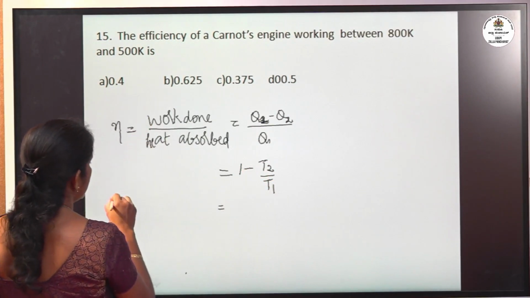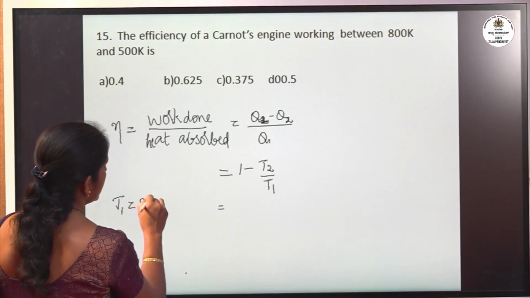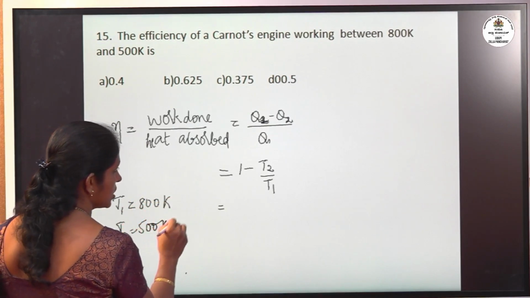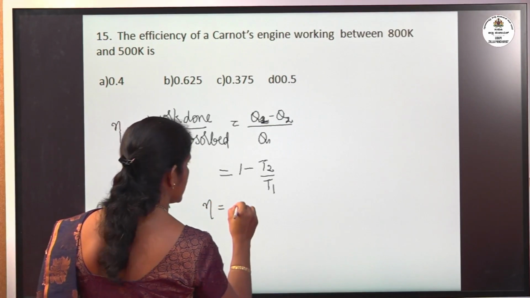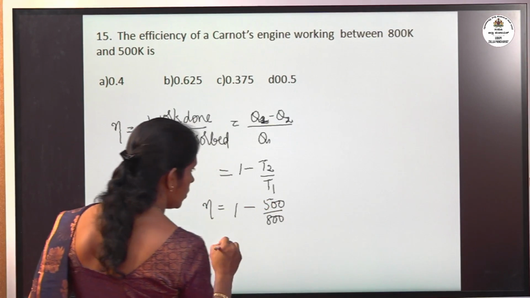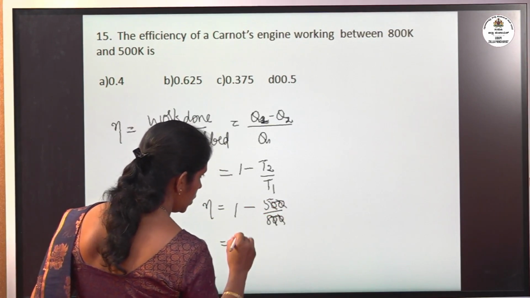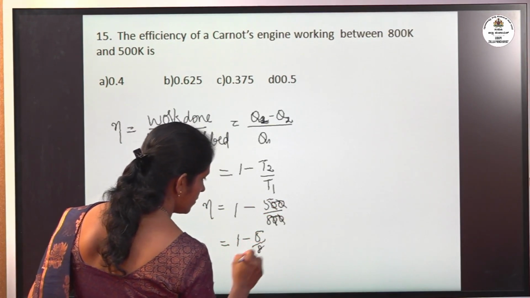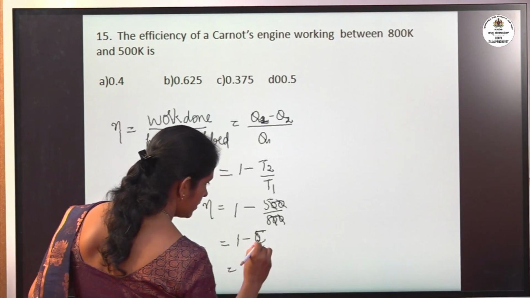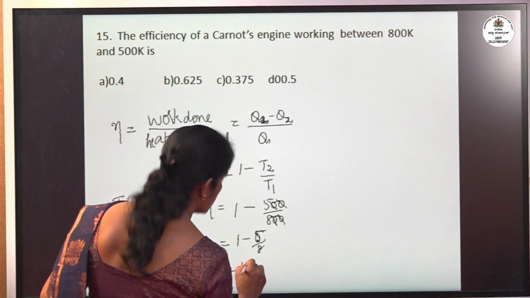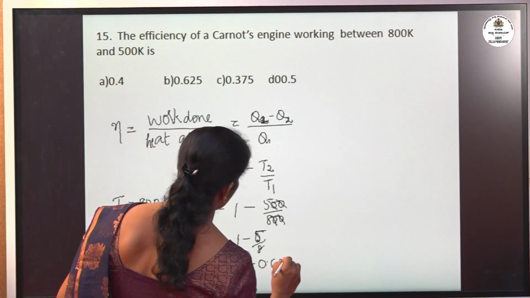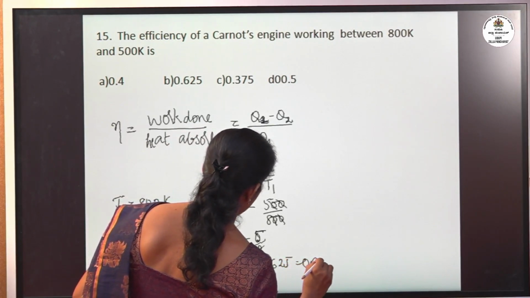T1 is given as 800 Kelvin and T2 is 500 Kelvin. Substituting the values, we get the efficiency as 1 minus 500 by 800, which is equal to 1 minus 5 by 8. 5 by 8 is 0.625, so the correct answer is 0.375.